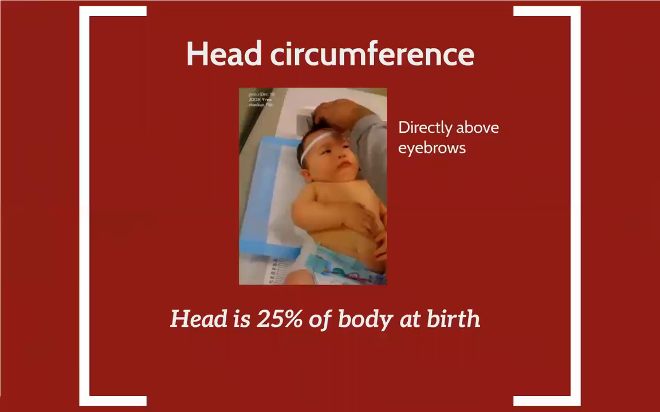Another thing we look at with babies is their head circumference, and I think we've talked about this before, but when babies are born, their head is 25% of their body. So their head is relatively huge compared to their body, whereas we kind of grow into our head as we age and as we grow. And because their head is so big, that challenges their balance and their development of locomotion.